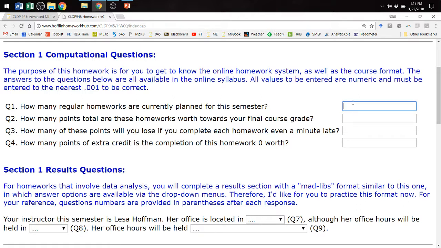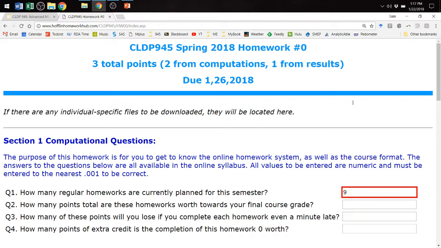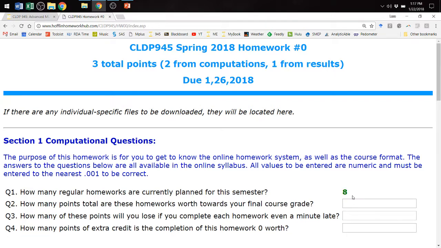So computational questions are shown in the first set here. So just as an example, how many regular homeworks are currently planned? 8. So if I put in something besides 8, let's say I put in 9 and I hit enter, it turns red. That means you do not yet have the right answer. If I turn 8, it turns green.